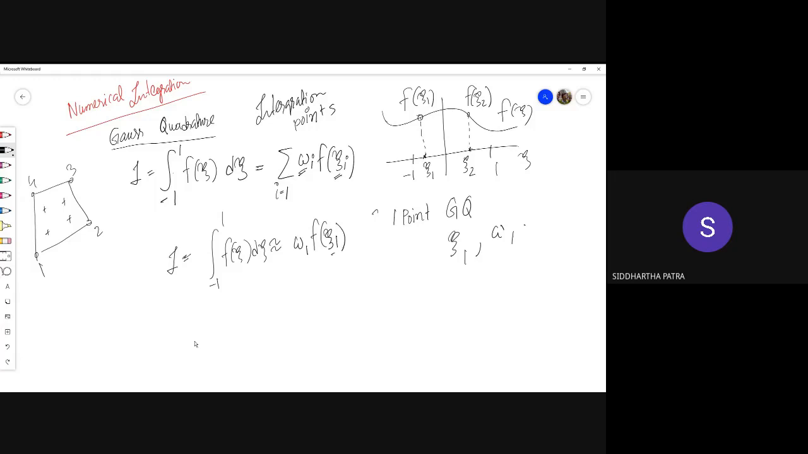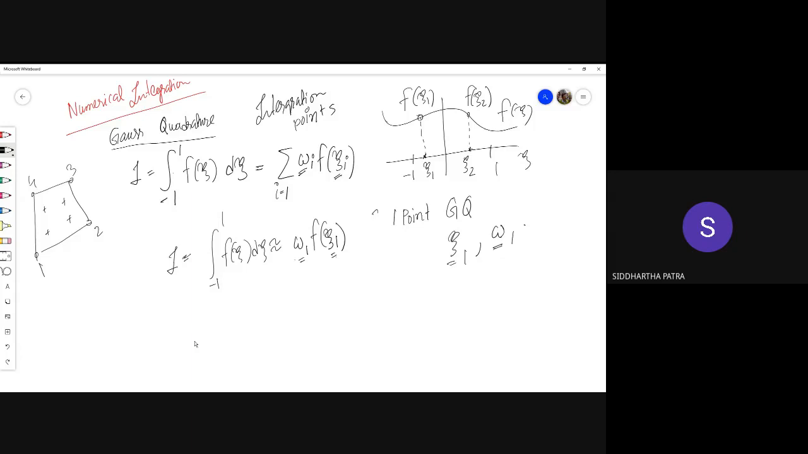Now these are constant values, constant in terms of xi and eta, but what value of xi1 and what value of w1 should be the most effective, that we do not know at the time being. But one thing is clear: if I take single point Gauss quadrature, there would be only two parameters that we can adjust, xi1 and w1.